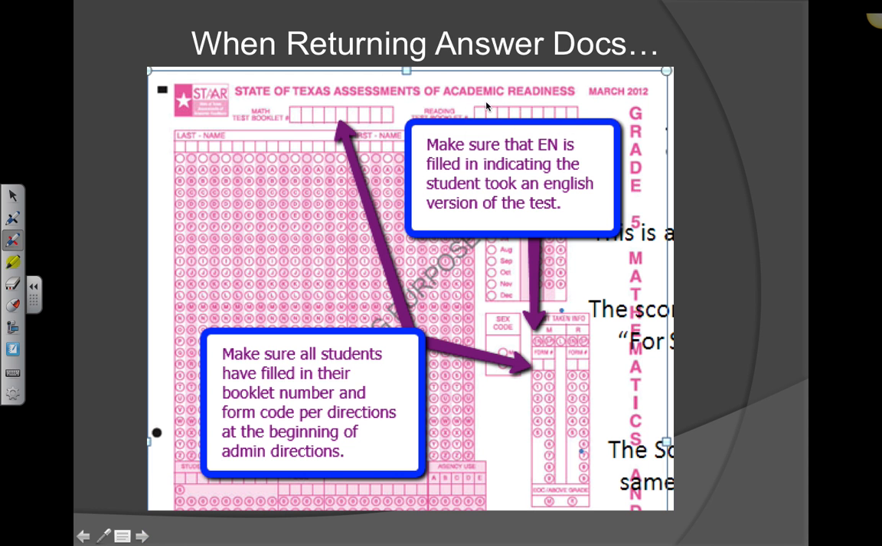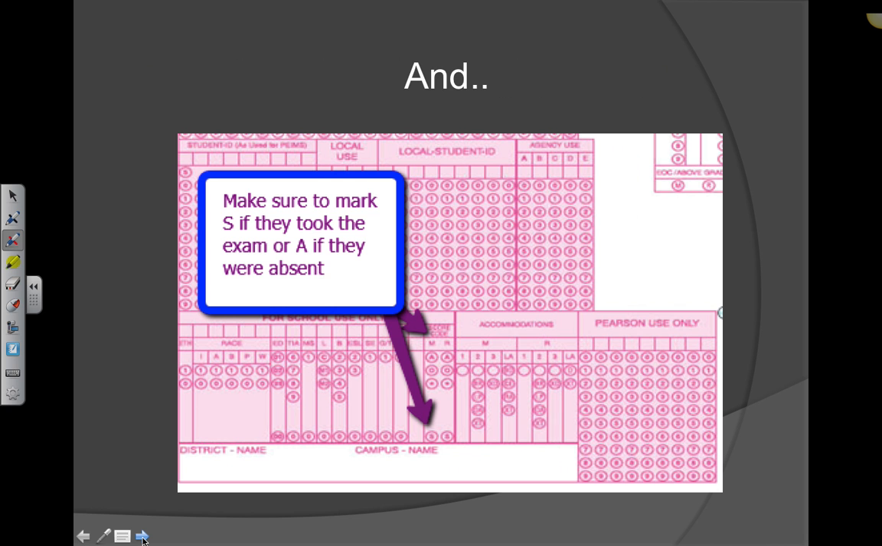For the reading, here at the top the directions tell the students to write in their booklet number. You're going to monitor that and make sure it's done correctly. And here you can see the location of the form number and everything when you look at the whole document. You're also going to make sure with the reading that if they completed it, you mark it as scored with the S, or A if they're absent.